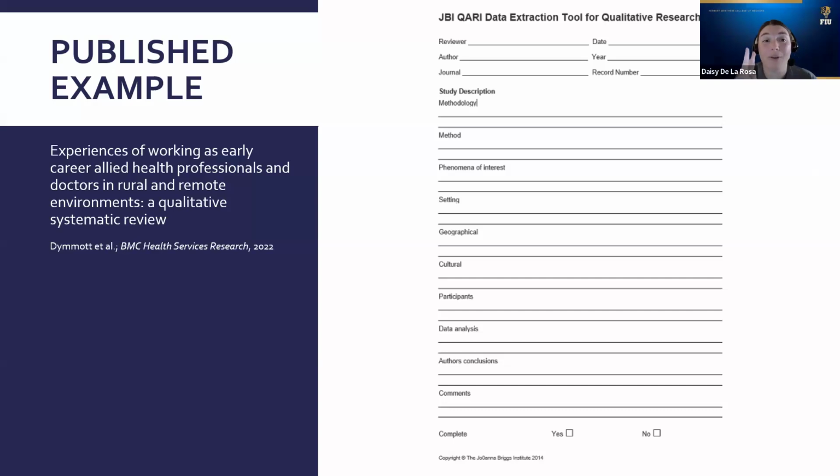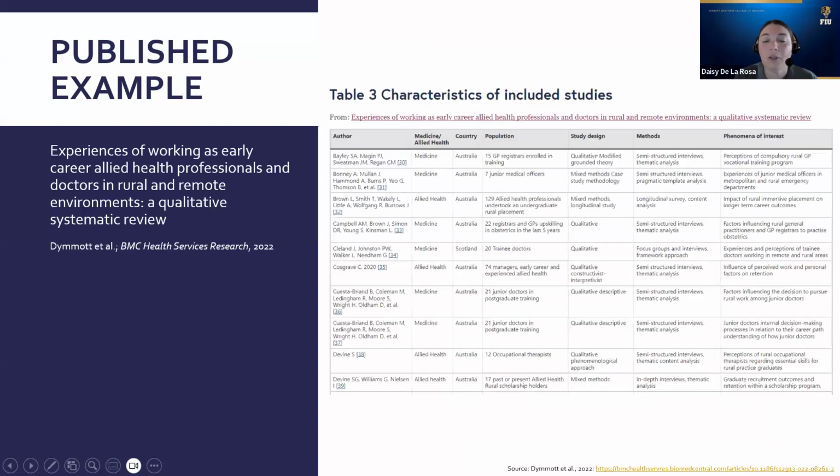Two people fill out the form for each of the studies to minimize the bias and the errors. And they basically fill this out for that particular study: what was the methods, what was the phenomenon of interest, the setting, and everything else that's going to be relevant to that. So once they fill out all those forms, they're going to put all the information into the table. So every systematic review, scoping review should have a table with all the included studies and all the information that they extracted from each of the studies.